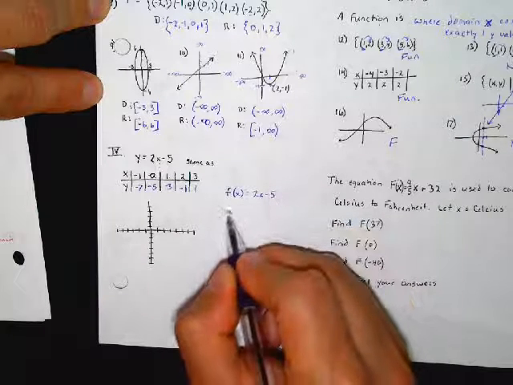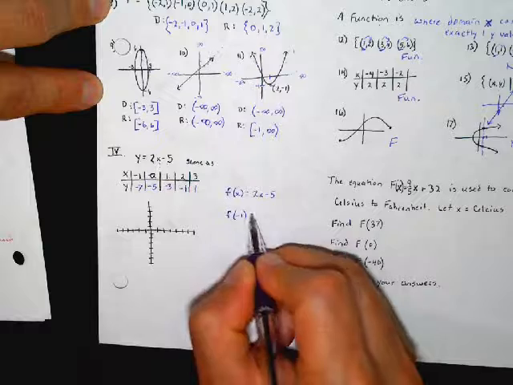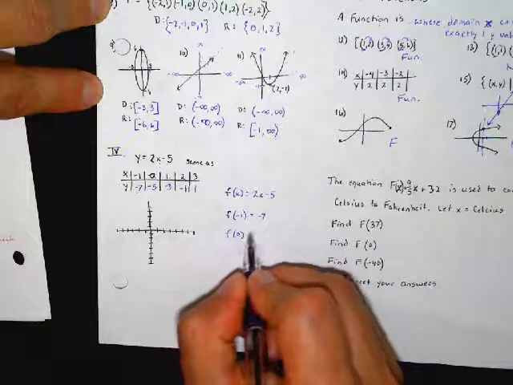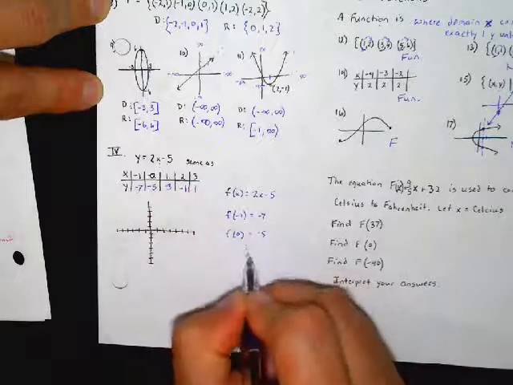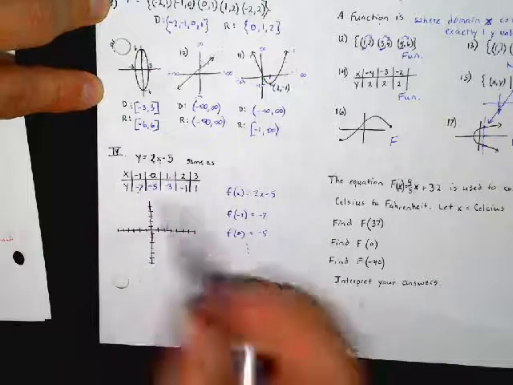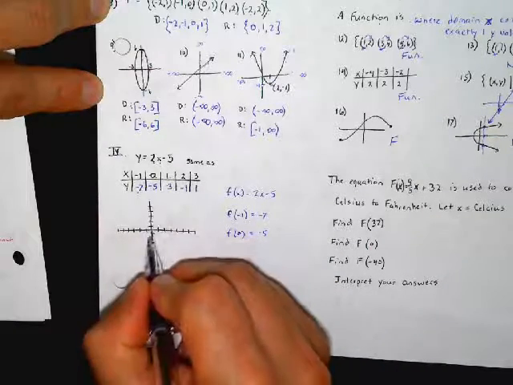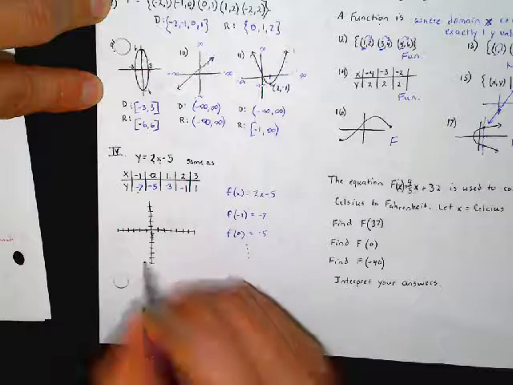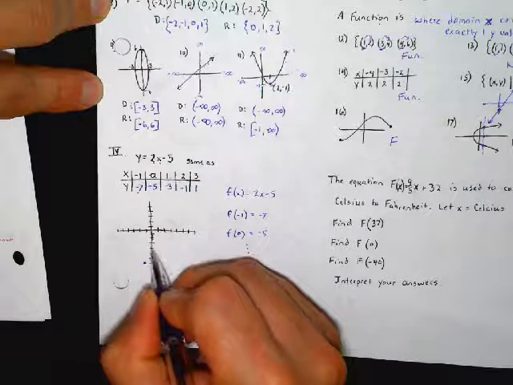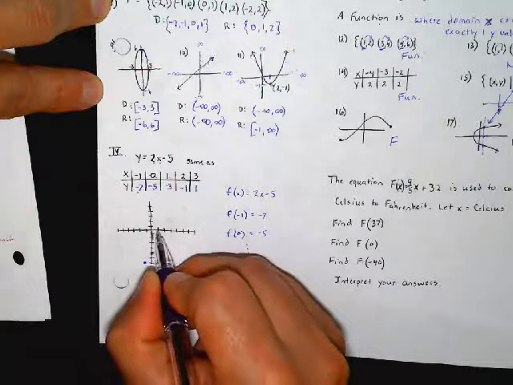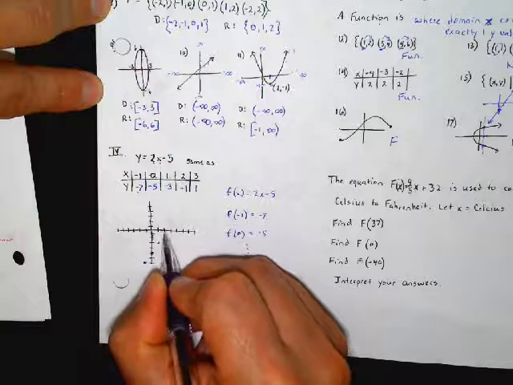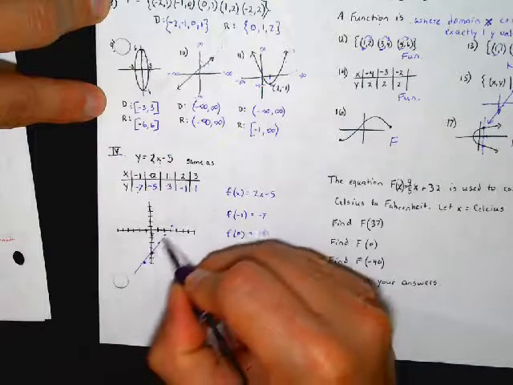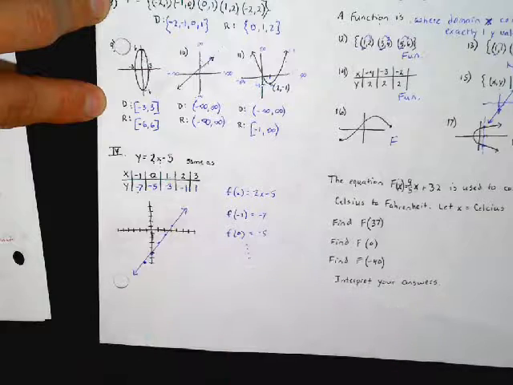And what we're basically finding is f of -1. f of -1 was equal to -7. f of 0 was -5, etc. Okay? So basically, we just want to graph them. So -1, -7's right there. 0, -5, 1, -3, 2, -1, 3, 1. And you can see I have my linear line there.